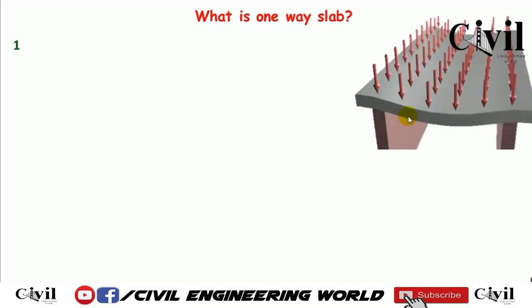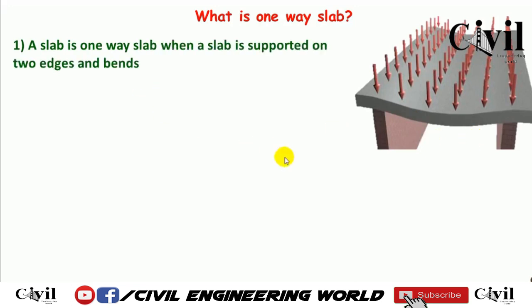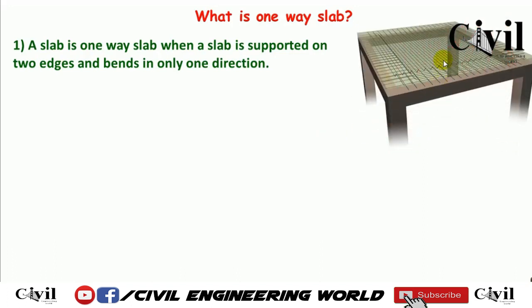So let's get started. From its definition, a slab is a one-way slab when the slab is supported on two edges and it bends in only one direction. As you can see in this picture, the load has been applied over its surface and the slab is bending only in one direction, which is its shorter side.